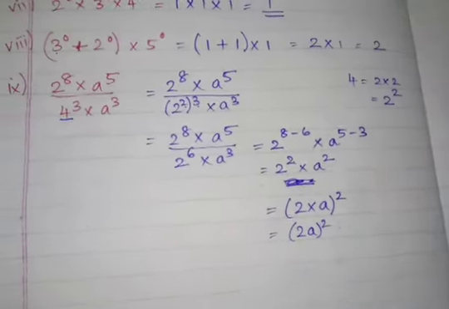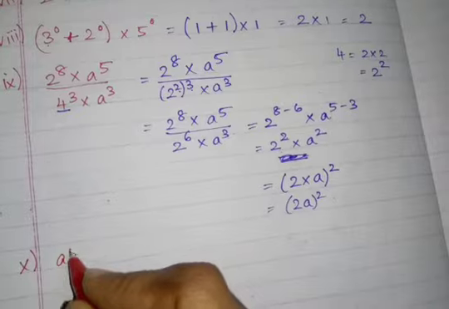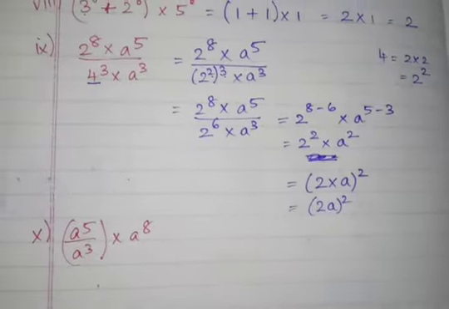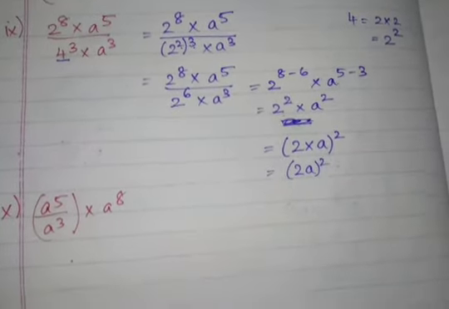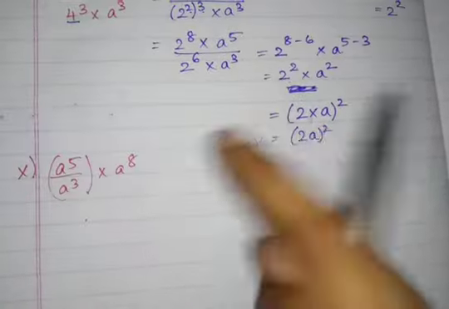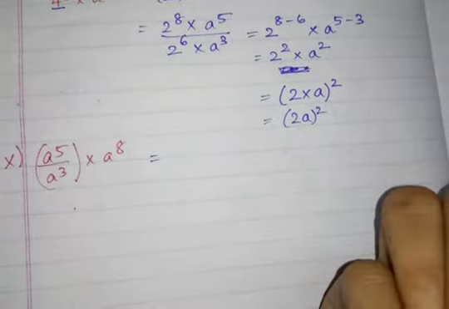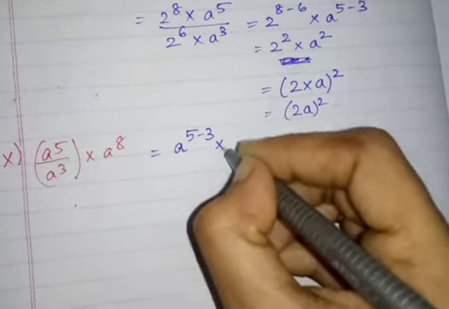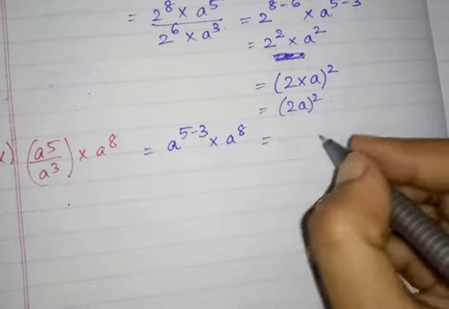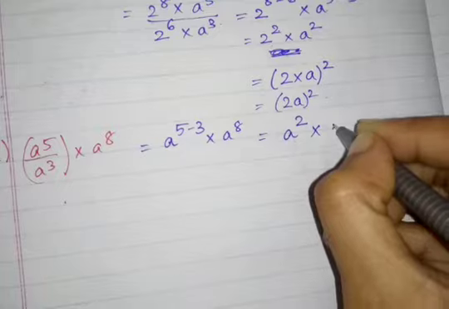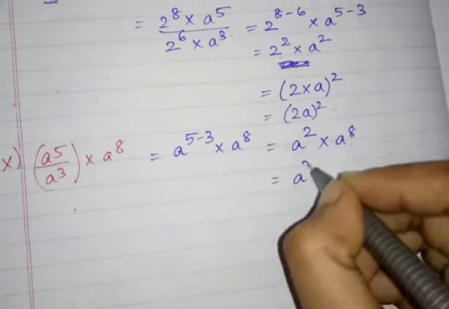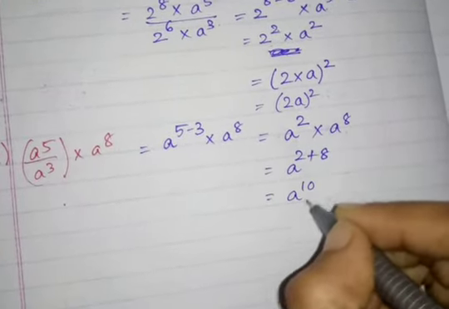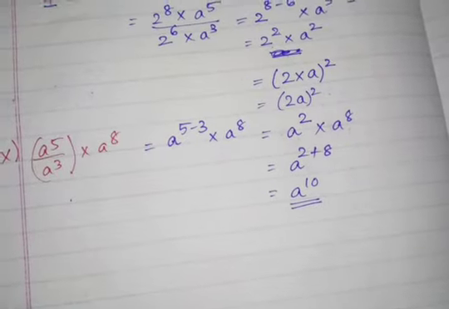Next, 10th problem. A power 5 divided by a cube into a power 8. It's very easy. First I told you, you should do the operation inside the bracket. So here same base but division, so a power 5 minus 3 into a power 8. A power 5 minus 3 means a power 2 into a power 8. Now a power 2 plus 8, because product same base. So a power 2 plus 8 is a power 10, which is your answer.